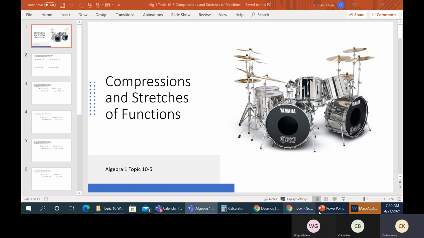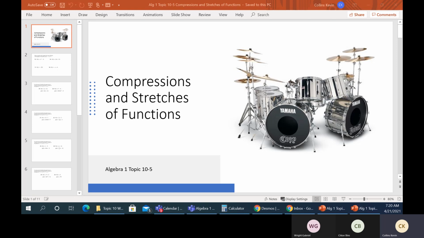So our last couple of days we've been talking about what they call translations of functions. And that means moving them left and right and then up and down. And to move them left and right, you just tack a number on at the end. If it's a positive number, you go up. If it's a negative number, you go down. Okay?